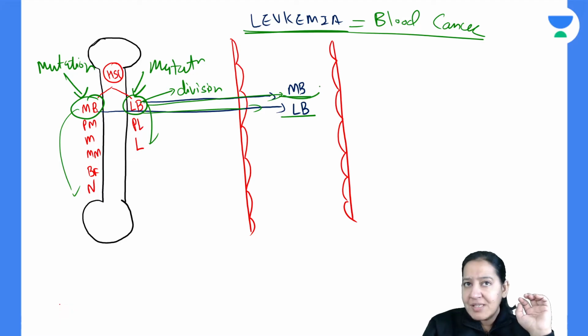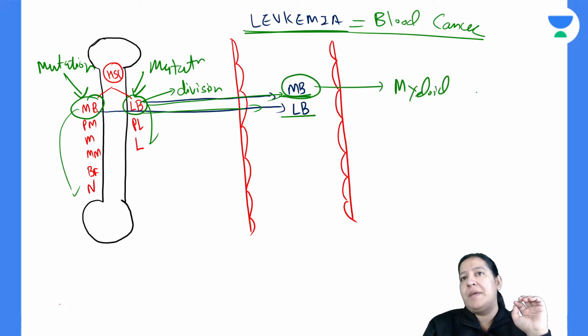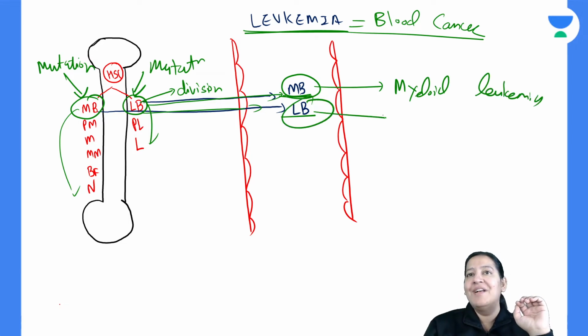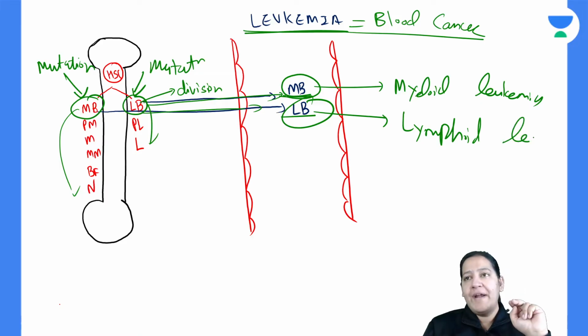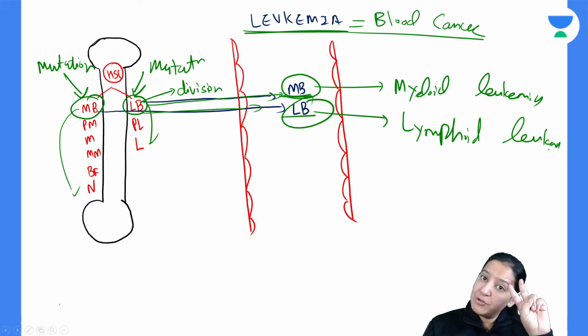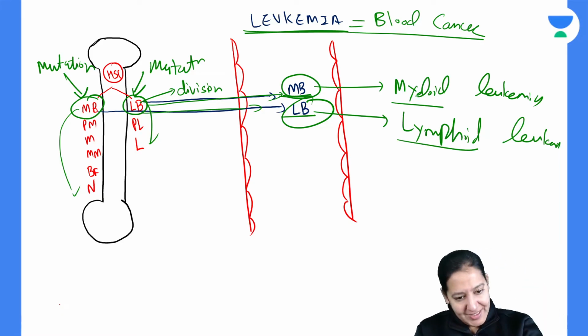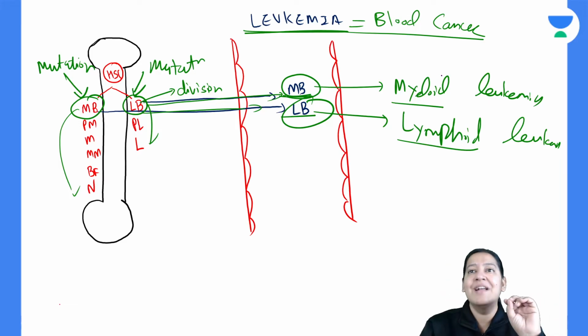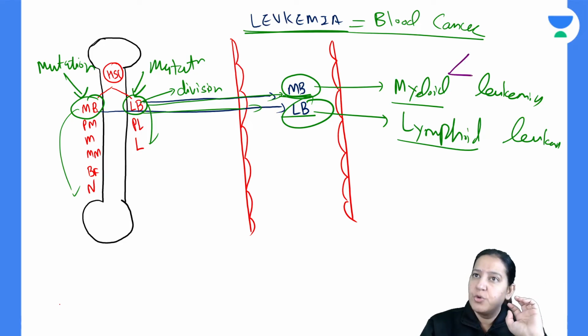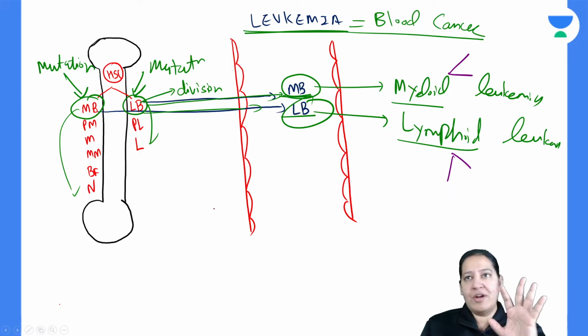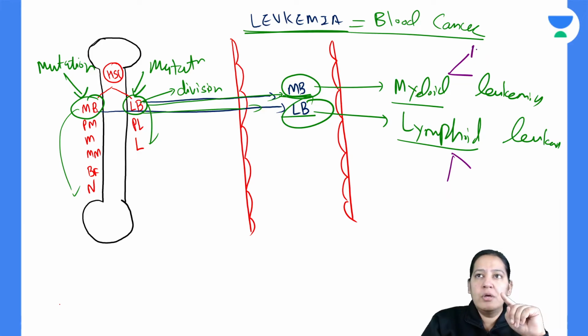So if myeloblast is coming in the blood, it is known as myeloid leukemia. And if lymphoblast is coming in the blood, it is known as lymphoid leukemia. One of them will come in the blood. So we have two types of leukemia, myeloid leukemia and lymphoid leukemia. Have you got it? It's very easy. Now, depending on whether it is acute or chronic, we will divide it into two types: acute and chronic.